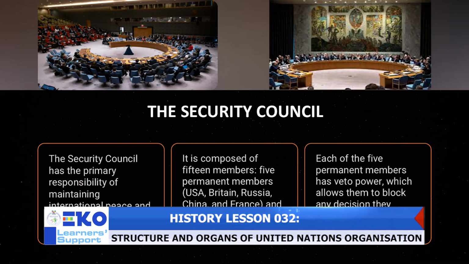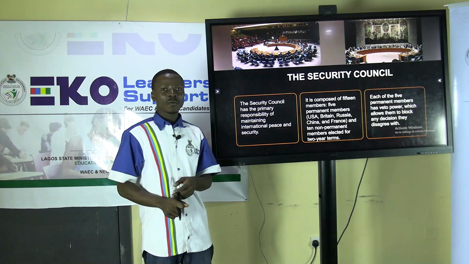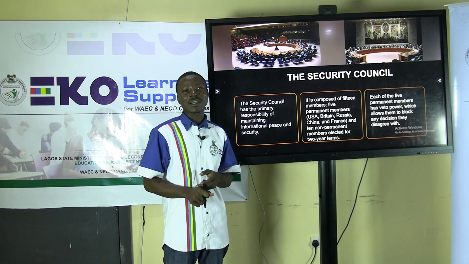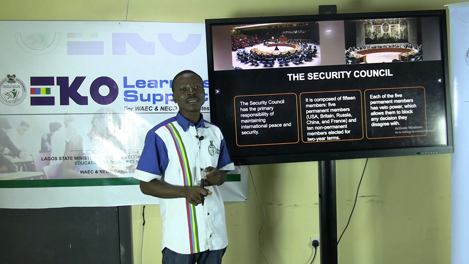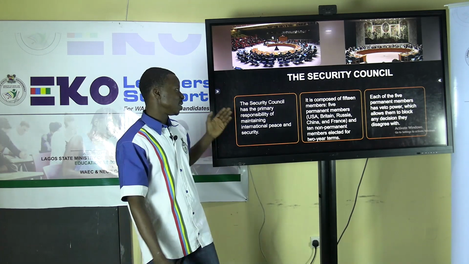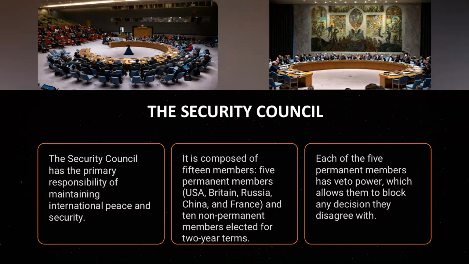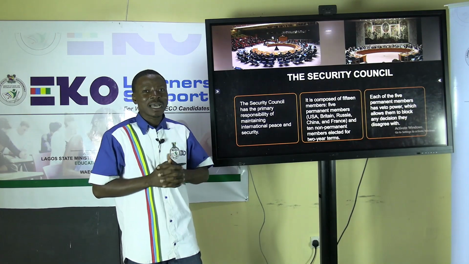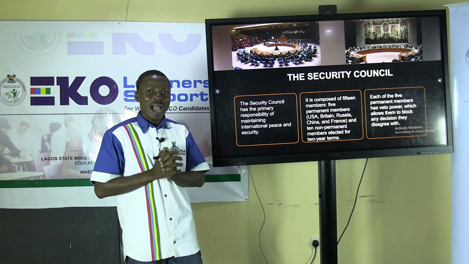Next, we'll be looking at a very important and crucial organ of the United Nations, which is actually central to the maintenance of peace and security, the primary aim and objective of the organization. And this organ is the Security Council. The Security Council has the primary responsibility of maintaining international peace and security.